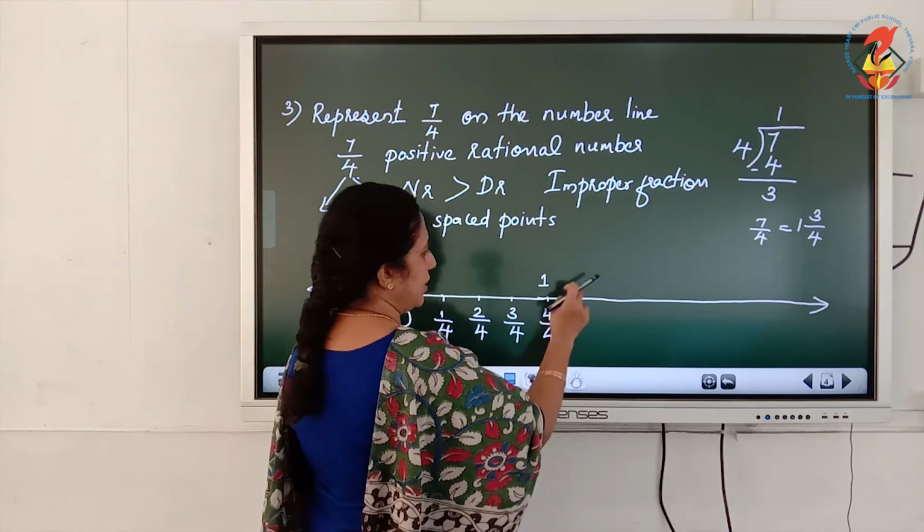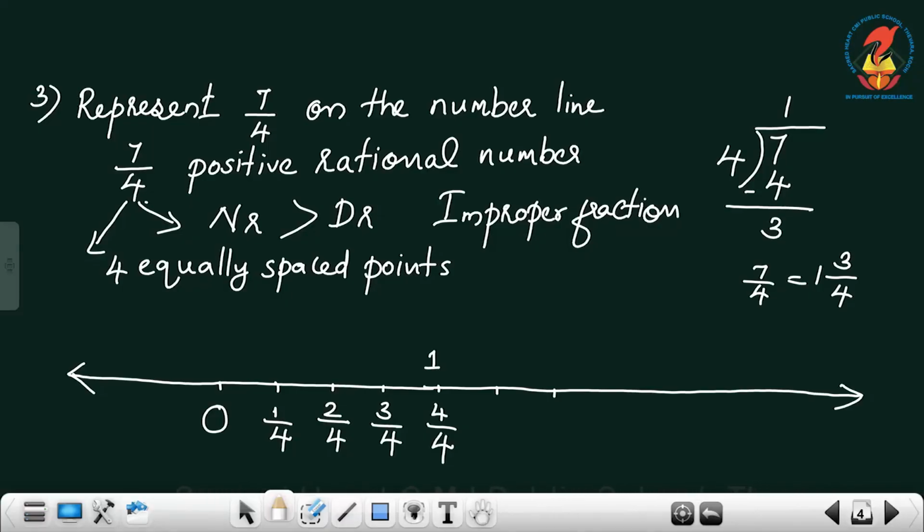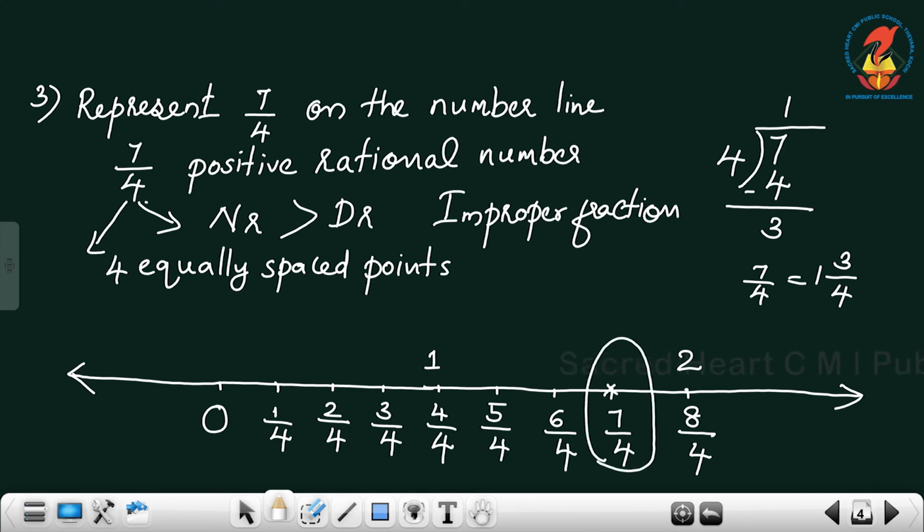So again we have to take 4 equal parts. Then 1, 2, 3, 4. Here look at that, 4 by 4. The next point will be 5 by 4, 6 by 4, 7 by 4 and next is 8 by 4. What is 8 by 4? 2. Then the rational number 7 by 4. So this point represents the rational number 7 by 4.